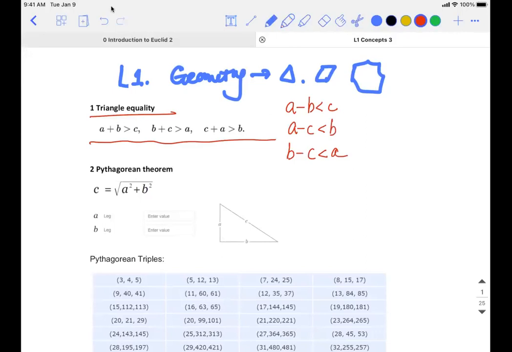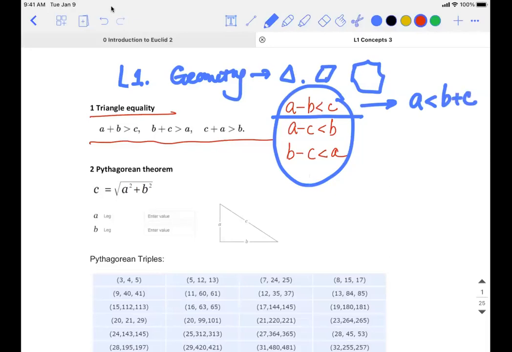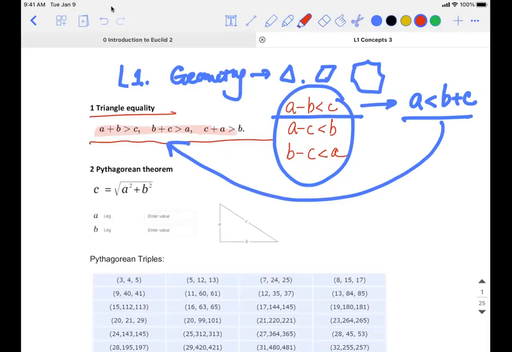But actually, they are identical. Because if you choose this one, do a quick modification, that's going to be A is less than B plus C, right? So that being said, that's exactly this part. Therefore, even though you have two sets of inequalities, they're not independent. The subtraction-related inequalities, you don't have to remember. You just have to do the addition-related inequalities, and you are good to go. Okay? This is one very important inequality you have to know for a triangle.